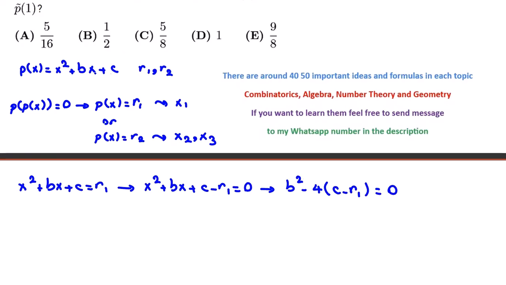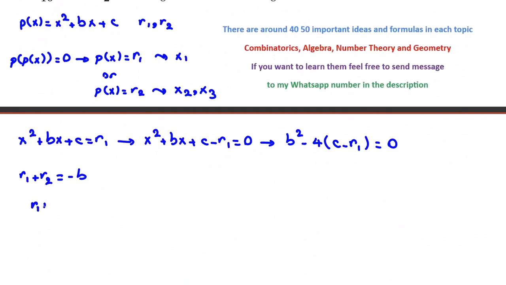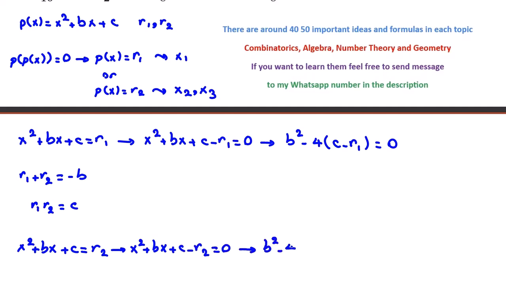Okay? And now, because r1, r2 are roots here, so by Vieta's formula, or the idea I told you, r1 plus r2 is negative b over a, and r1 r2 is c over a. So r1 r2 is what? Is c, c over 1. And we know this part is also 0. Okay? And this one, because we have two different roots, d here is positive. Okay, so x squared plus bx plus c equals r2. Then x squared plus bx plus c minus r2 is 0. Discriminant here should be positive, means b squared minus 4 times c minus r2 should be positive.